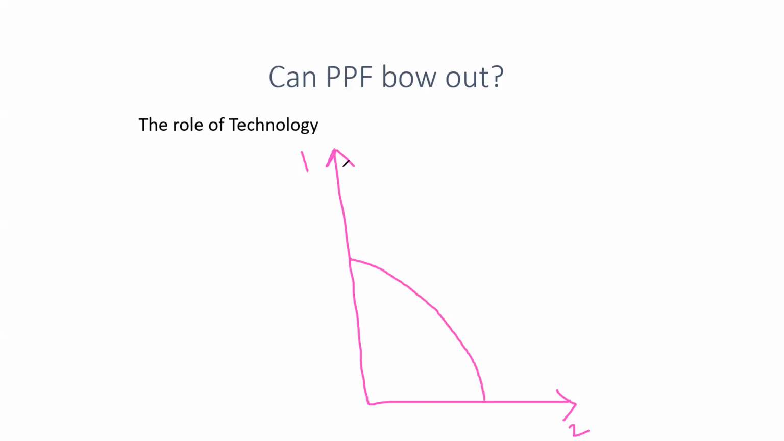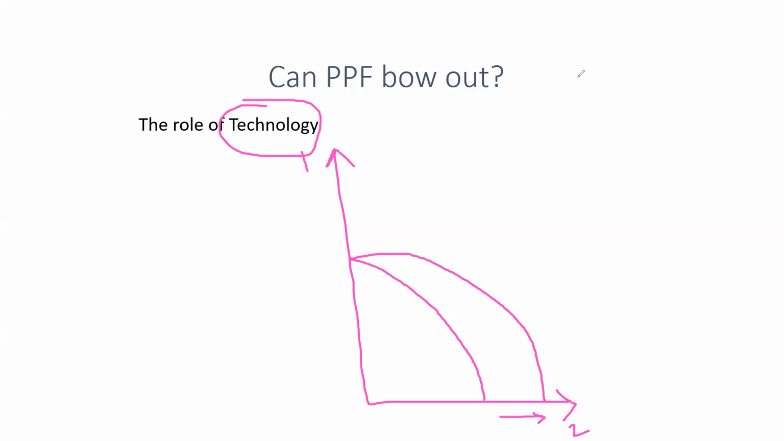If I get better technology to help me with product 1, what's going to happen is 2 remains the same, but 1 expands out. If I get better technology that's going to help me with product number 2, in that case 1 will stay the same, but I can actually get more of 2. So I can produce more of 2 without affecting 1.